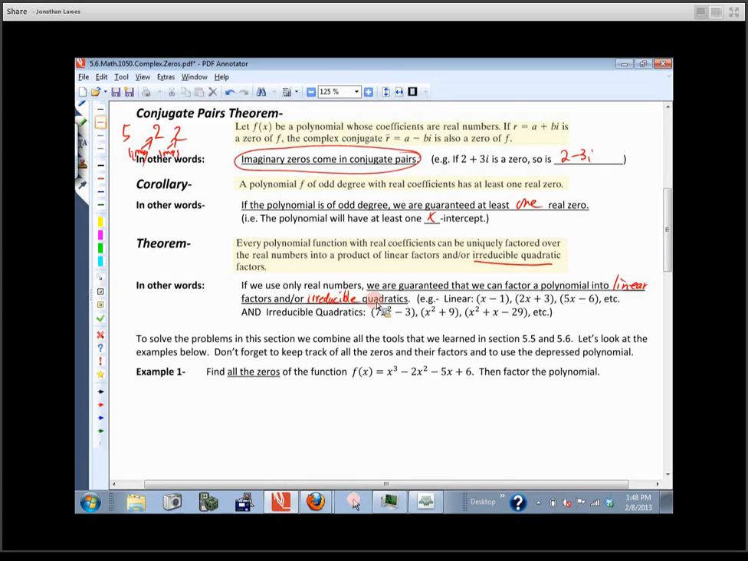Let me show you some examples. If I did all my work and I ended up with this right here, this was the last thing that I was trying to factor, what could I do to find the answer to that one?